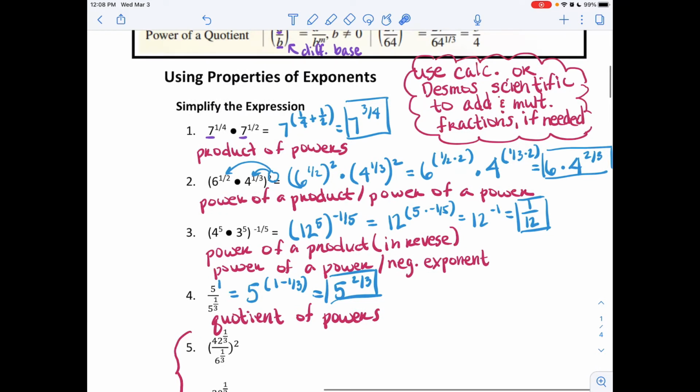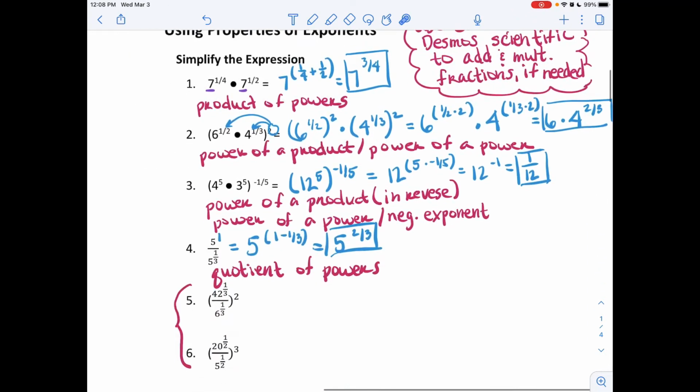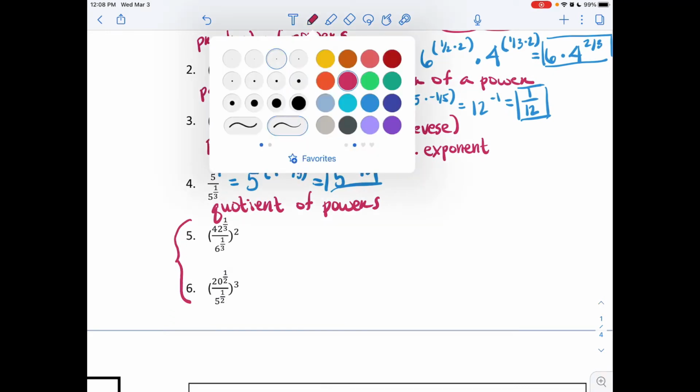So let's take a look at our properties, and the one that stands out to me is this one, the power of a quotient, but in reverse, because I already have two separate pieces with exponents written, and so I'm going to rewrite this form, go backwards into this form, and then simplify from there. So let's take a look at that.